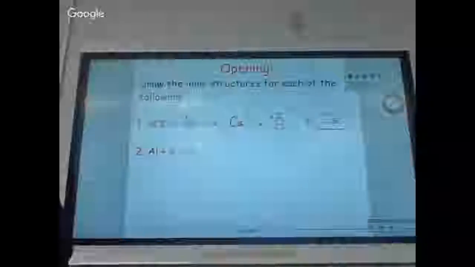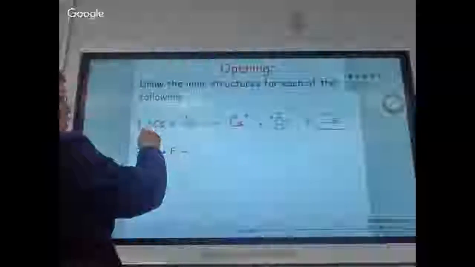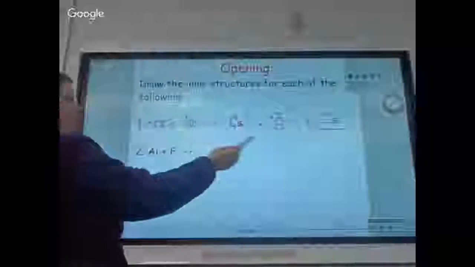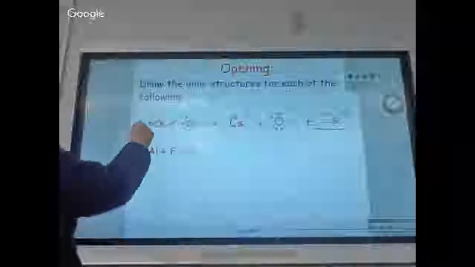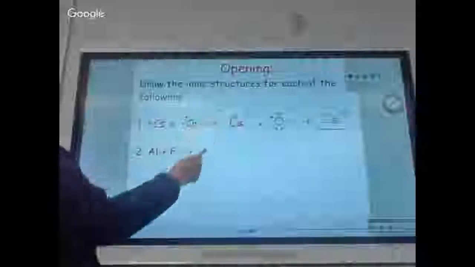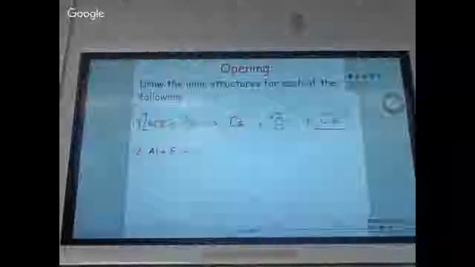Now, yesterday, the picture you sent me of your homework, you had written CS plus O over here. We don't write CS plus O. The way we do that is on this side, we balance. So how many CS's do we need over here to balance over there? 2. We put a 2 there to balance the CS's.